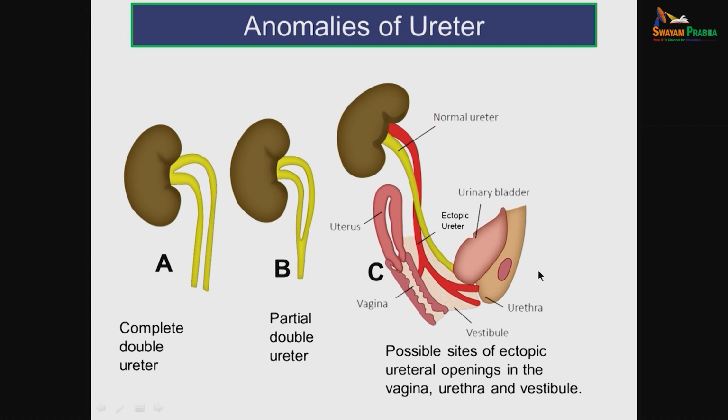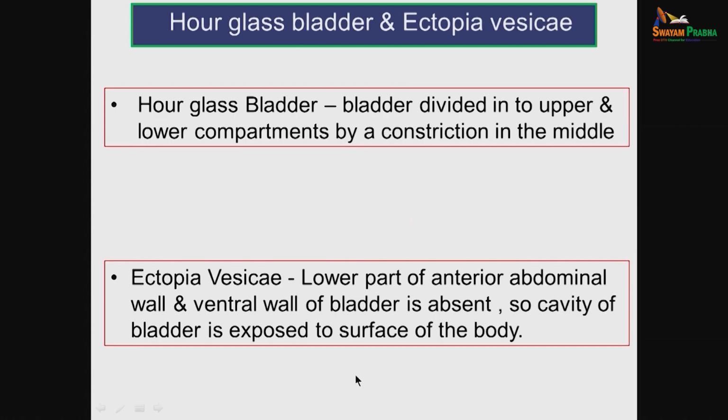This is female urethra. In case of males, it can open either into the urethra, or it can open into the ductus deferens, or it can open into the epididymis. Then it is called ectopic ureteral openings. It can occur at ectopic sites. So these are the anomalies of the ureter.